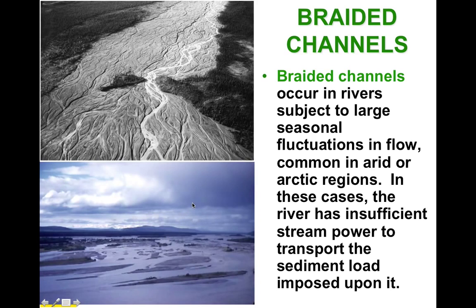Braided channels we kind of talked about. Braided channels are beautiful. We see them in places where there is a large fluctuation in seasonal or annual flow. Typically we see this in the drier parts of the country, or we might see it in places like the Arctic region. So this is very common in, let's say, Alaska. And it's because of the amount of snow melt during the spring thaw, and then it dries up. We could also see this in a desert.